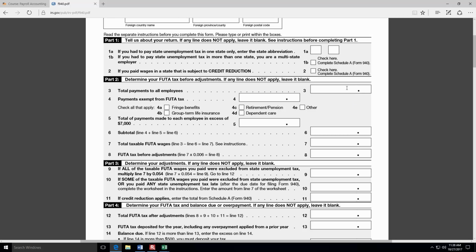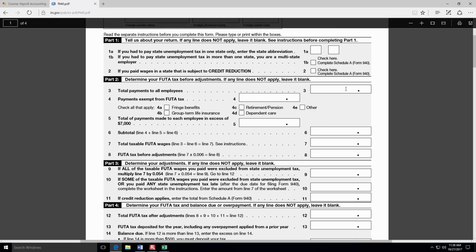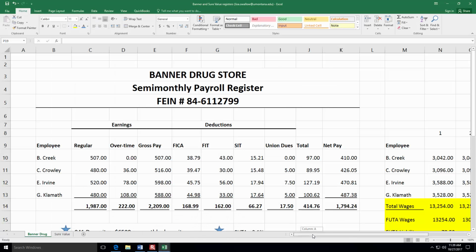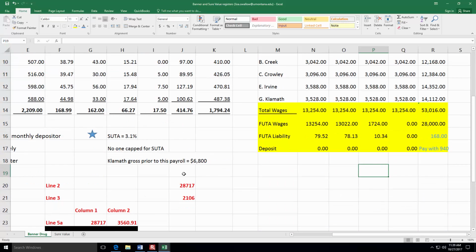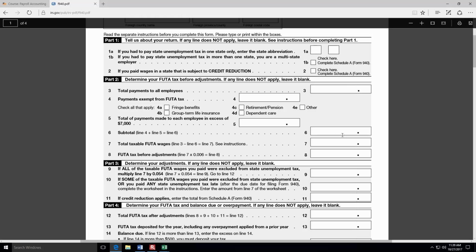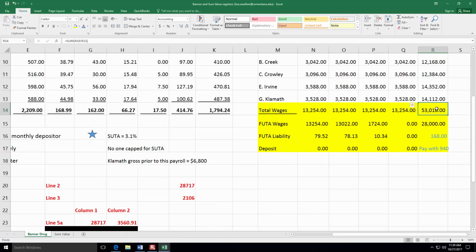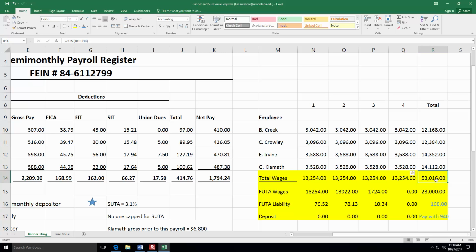And what do you think total payments to all employees is going to be? From our table, what number is that? Yeah, total gross. So plug in your total gross. Which is the what, 53016? I think it's this total gross number out here, right? Total gross wages for every, because this is an annual report.